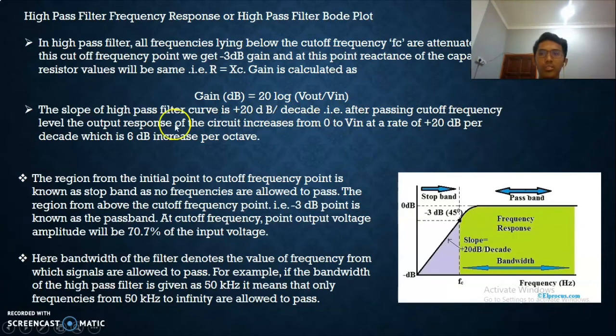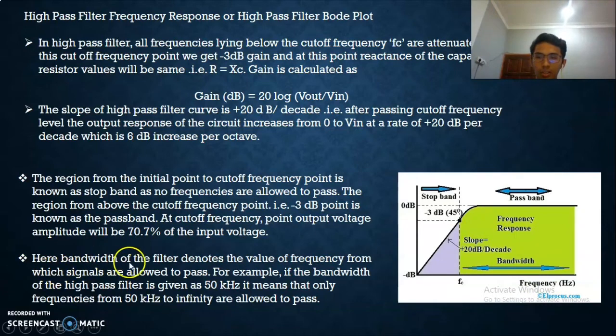After passing the cut-off frequency level, the output response of the circuit increases from 0 to V in at the rate of 20 decibels per decade, which is a 6 decibel increase per octave. The region from the initial point to the cut-off frequency point is known as the stop band, as no frequencies are allowed to pass. The region above the cut-off frequency, the -3 dB point, is known as the pass band. At the cut-off frequency point, the output voltage amplitude will be 70.7% of the input voltage.